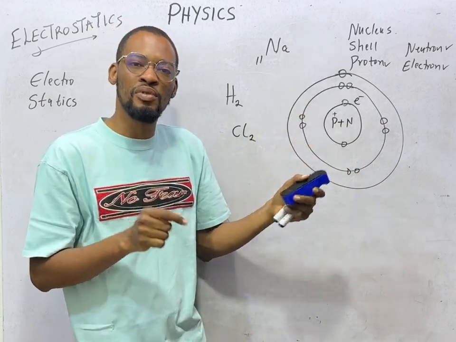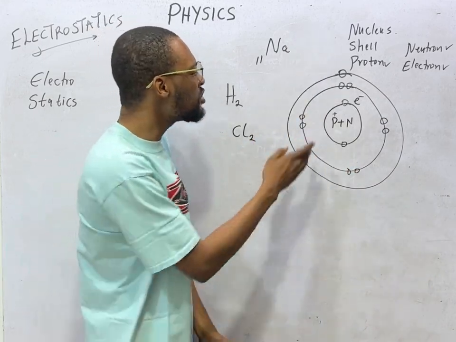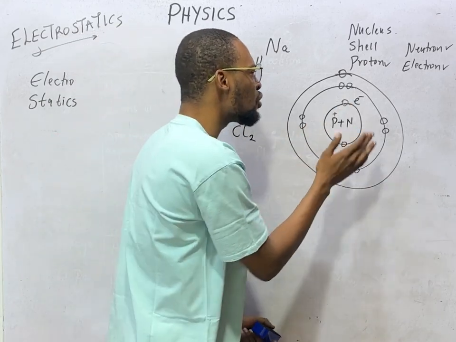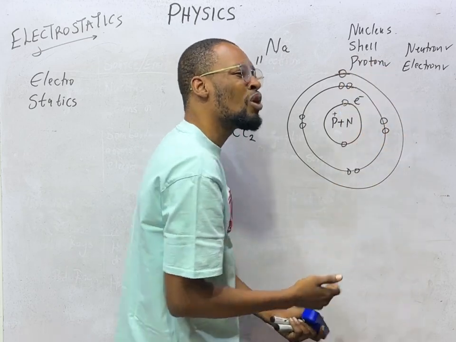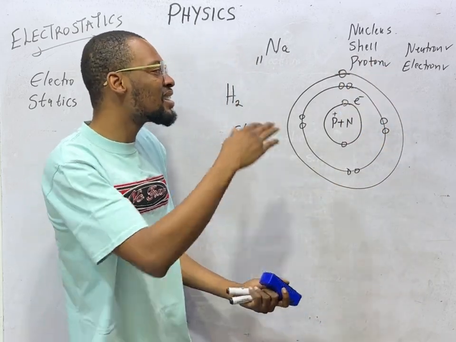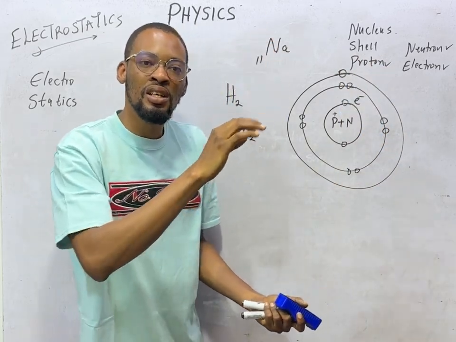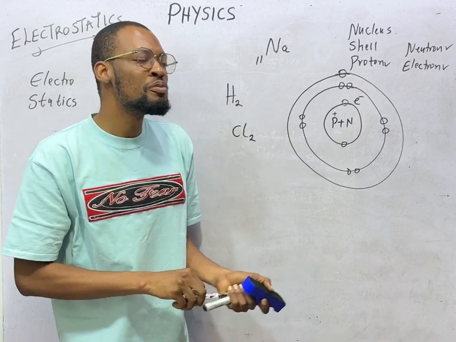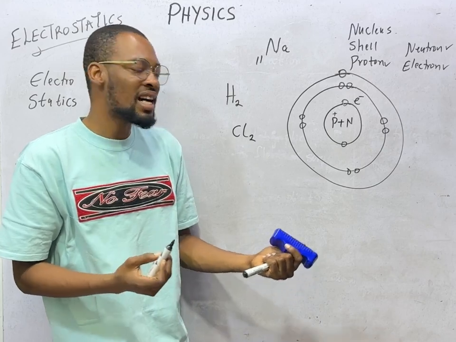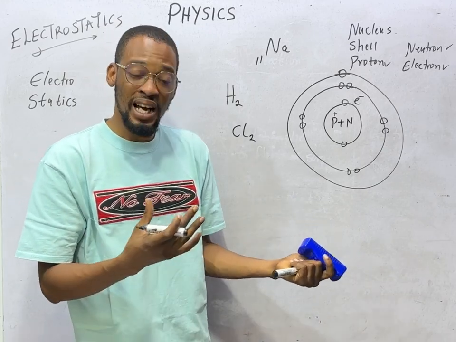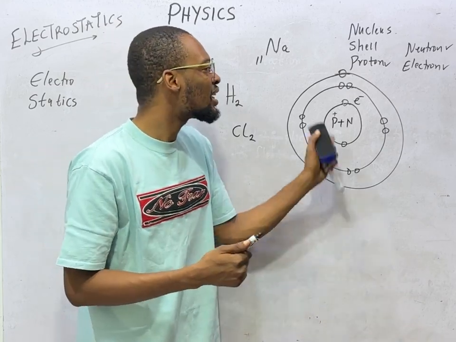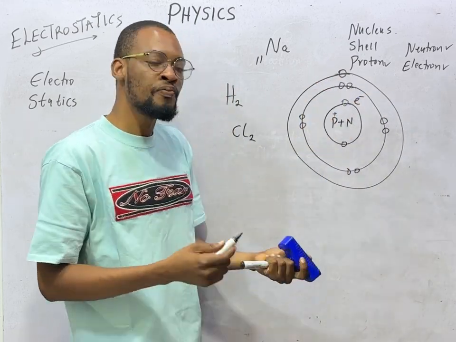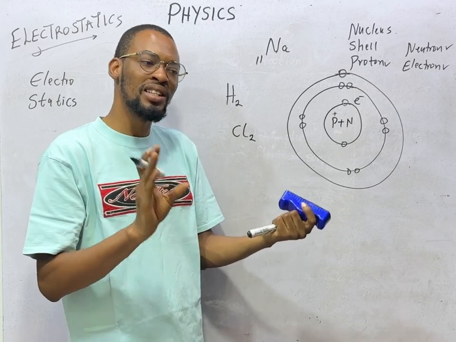But something happens. If this sodium decides to say, I look so beautiful, look at the electron here, what is this one doing on top here? It's spoiling my beauty. And it decides to release or donate it, it is no longer neutral. It is no longer an atom. It becomes an ion. Ions are atoms or groups of atoms that possess charge. So when an atom gives out an electron, it becomes positively charged. And the number of electrons it gives out determines the charge.